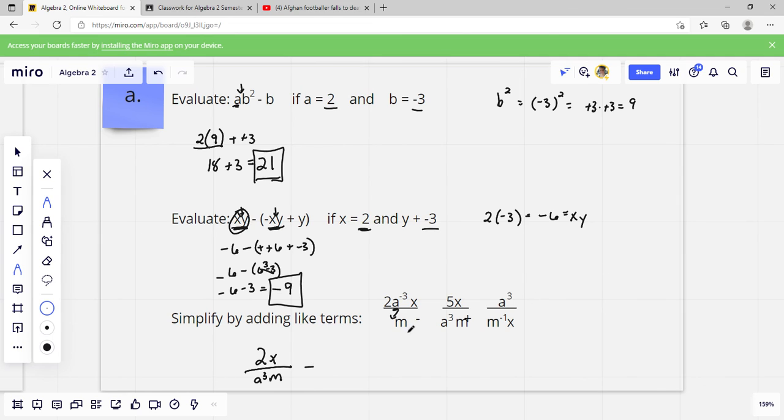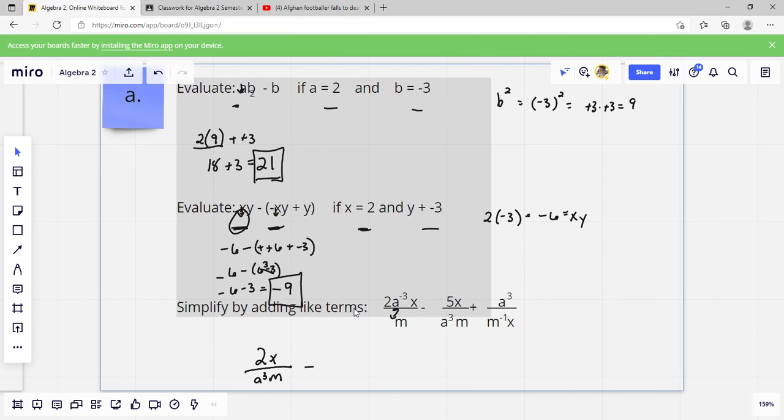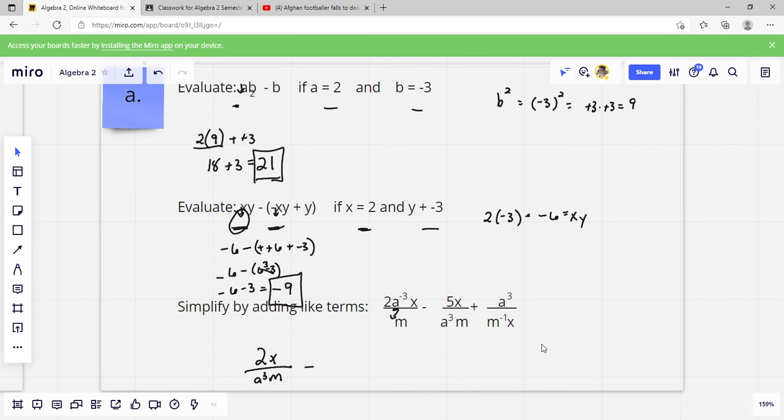Let's see, I've got my problem all messed up here. Let's see if I can fix that. There we go. My plus and my minus were in the wrong spot. All right, so I can't move any of that. So 5x over a to the third m. And then plus this one, I can move that m to the top. So I'm going to have a to the third m on top over x.